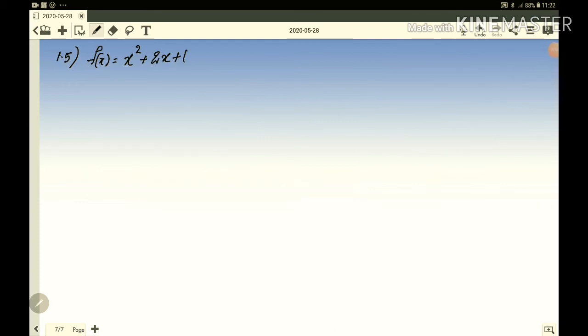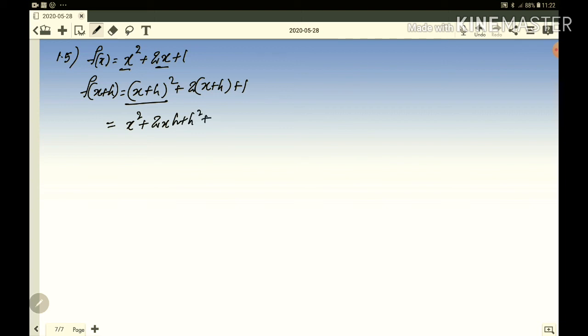Okay, the next question is f(x) equals x² plus 2x plus 1. You have to find f(x+h). You can see x here, and here also x. Both of them must be replaced with x plus h in brackets: (x+h)² plus 2 times (x+h), then plus 1. Now open and simplify it. The first term is x² plus 2xh plus h², plus the second bracket opened, 2x plus 2h, then plus 1.